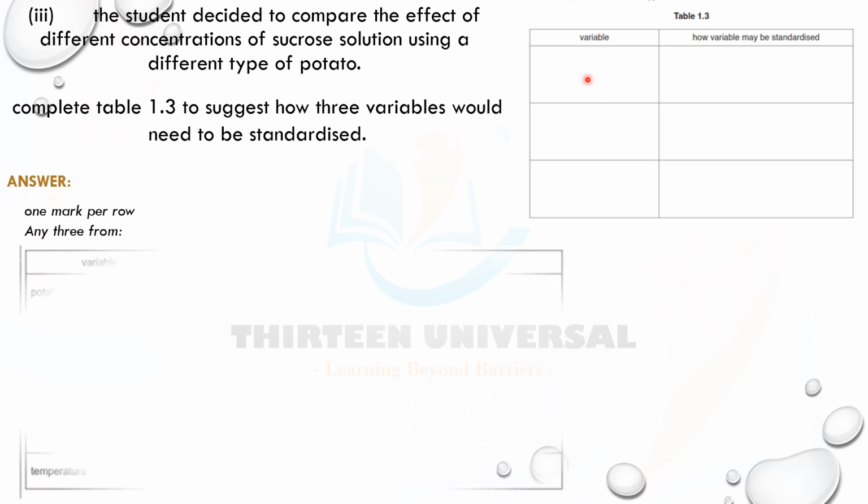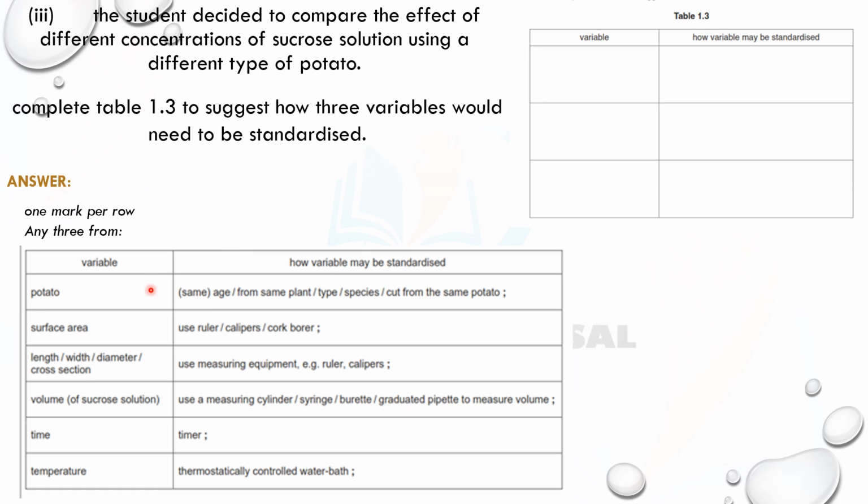Look at it. Remember, this is likely going to come out. Potato, same age, because if any of these changes, they affect the result, so they must be kept constant. Same potato from the same plant. Surface area: use a ruler or caliper or cork borer. Length: use measuring equipment, ruler or caliper. Volume of each concentration should be the same, using a measuring cylinder or burette, pipette. Time left in solution should be the same, using a timer. Temperature should be the same, using a thermostat, because temperature can affect the rate of diffusion. Osmosis is diffusion of water molecules. All right, 3 marks, guys.